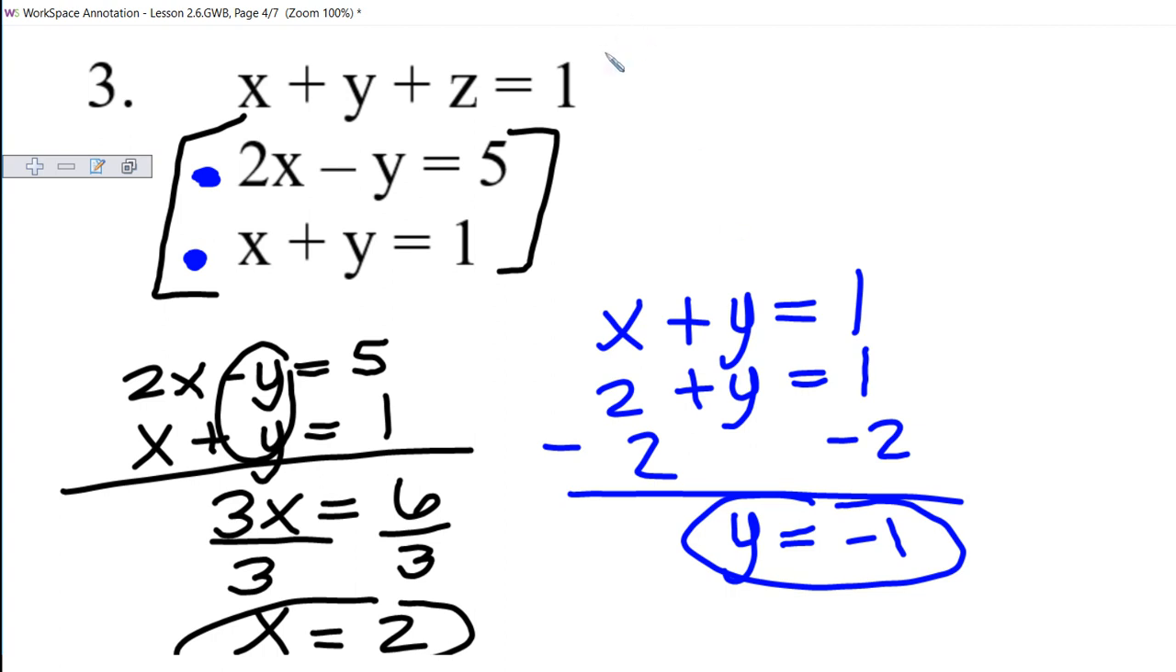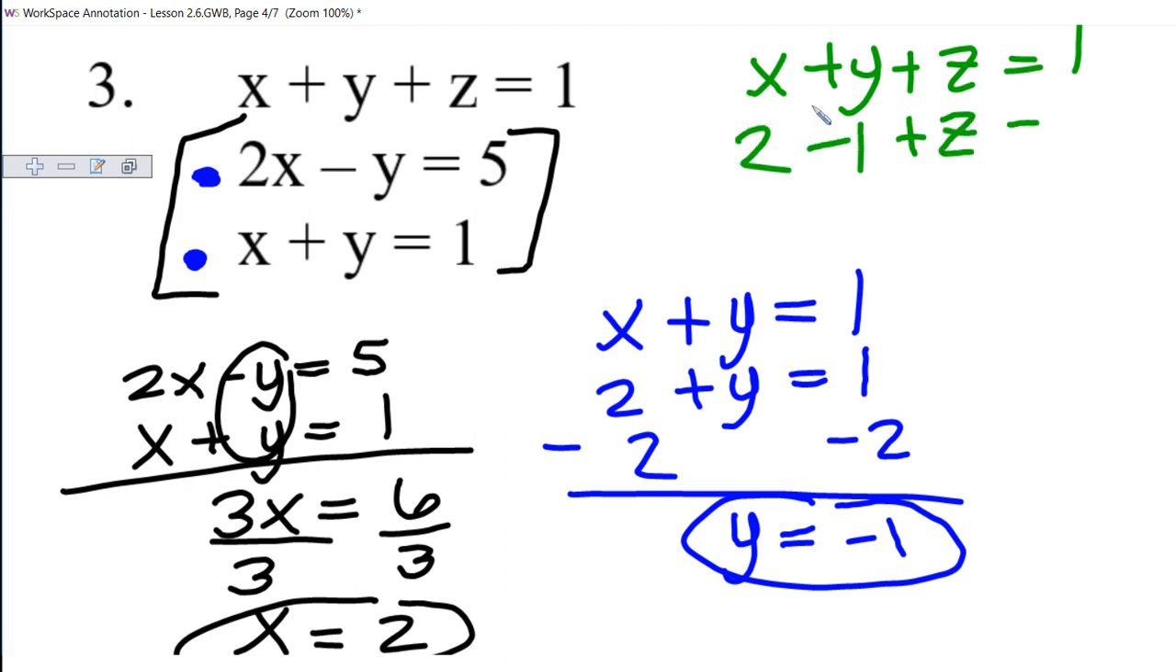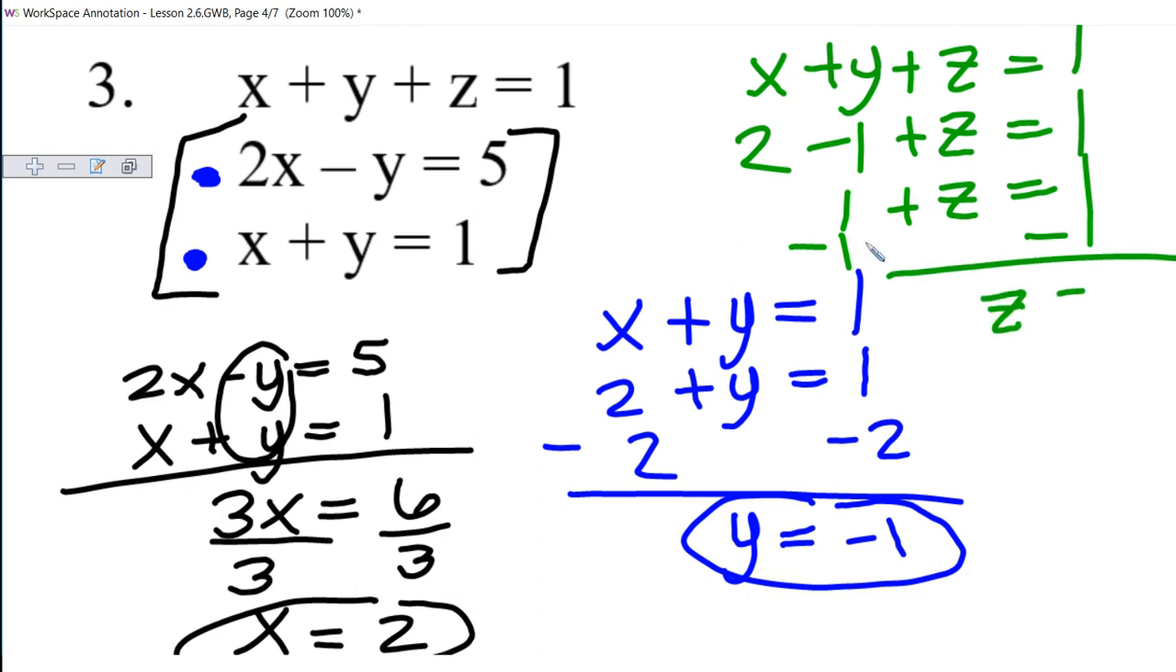So the top equation is x plus y plus z equals 1. What do I put for x? 2. What do I put for y? Negative 1 plus z equals 1. What's 2 minus 1? So 1 plus z equals 1. Subtract 1 from both sides. Z equals 0.